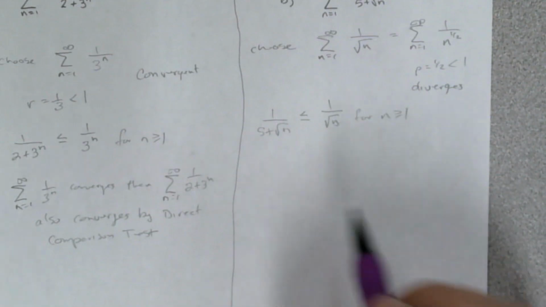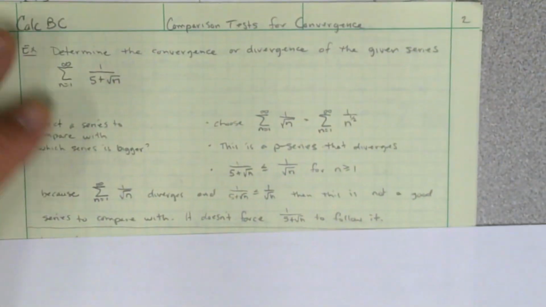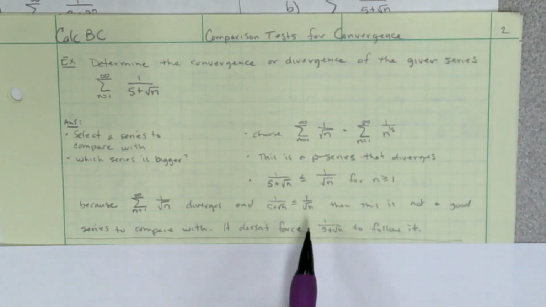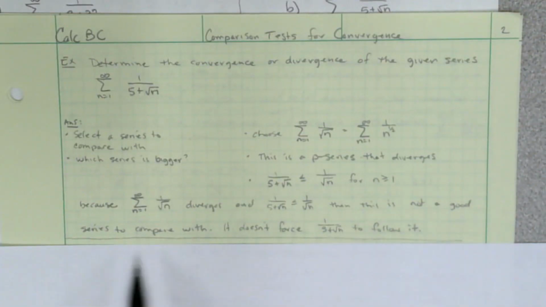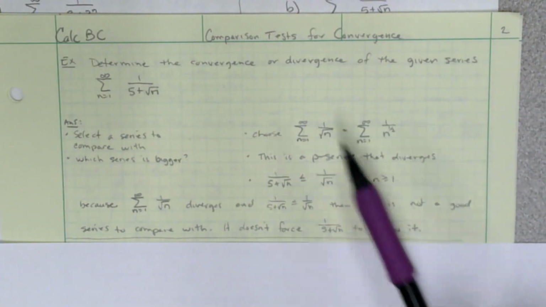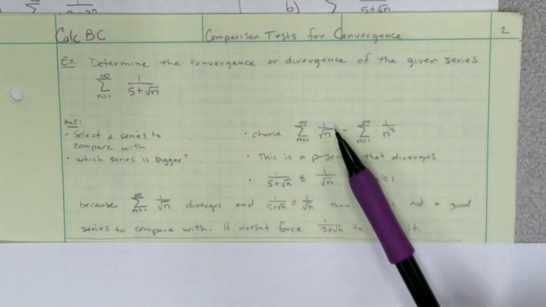Okay, so let me go ahead and show you the little side notes I had for this one, so you can kind of write it down too. That'll explain exactly what I just said in written form, and you can pause right now and copy that down if you want to. But it's what I just said. This right here diverges, and this is less than that. This is not a good series to compare with. It doesn't force this to follow it. So this one we cannot use the direct comparison with this chosen series. We can try and find a different series that might work for us, but this one does not work.